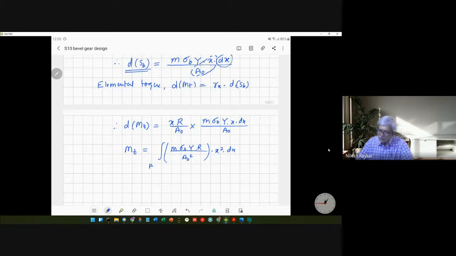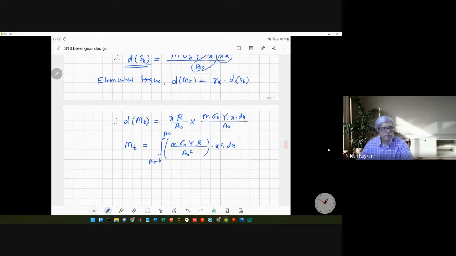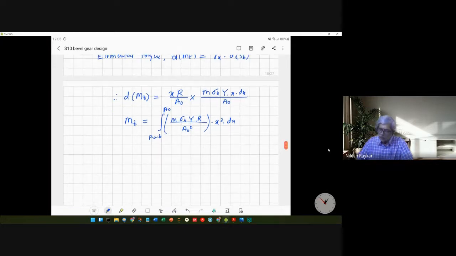So it is a naught minus b to a naught. That is the limits of the integration. Okay, so after this it is the calculus part. So m sigma b y r a naught square, so x square will be x cubed by 3, from a naught minus b to a naught.